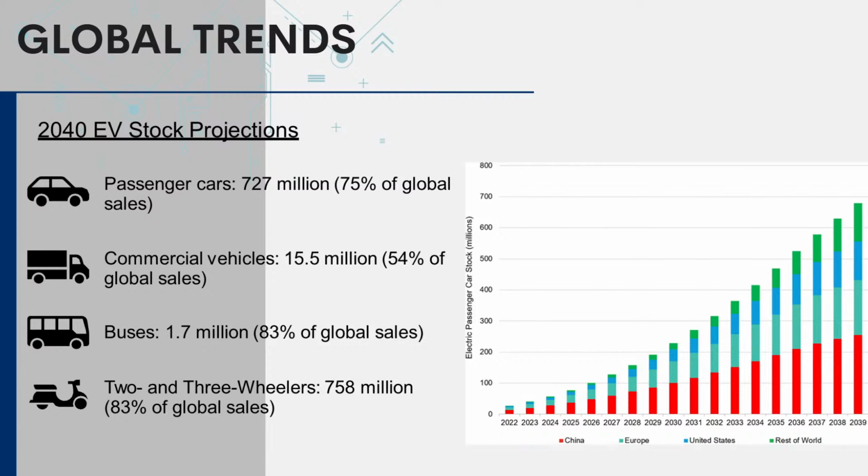Next is the two-wheelers and three-wheelers. Even smaller electric vehicles will be very popular, with a predicted 758 million sold. That means 83% of global sales worldwide. These electric scooters and bikes are becoming a very common way to get around cities because they are convenient and they don't pollute the environment.